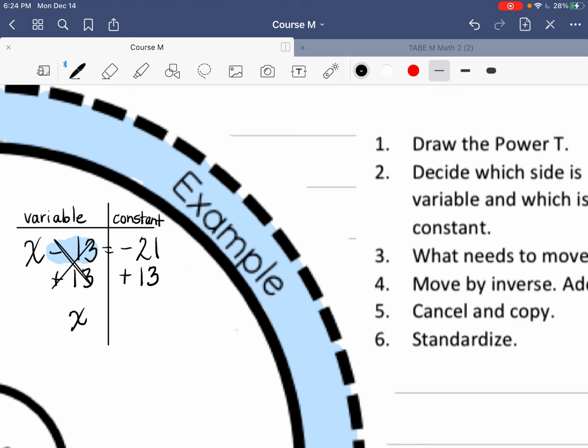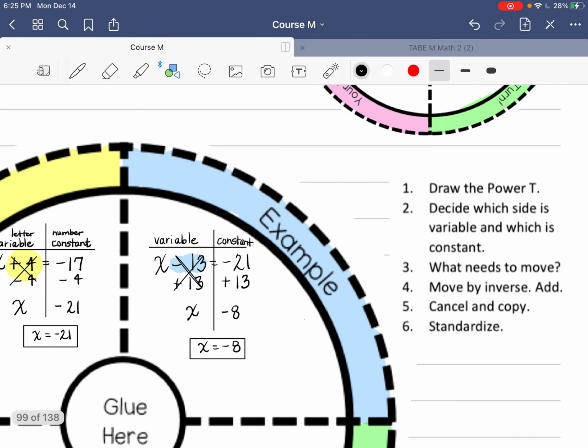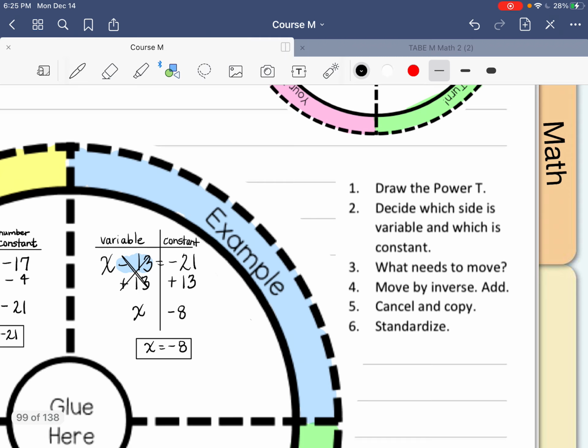I lose $21. I win 13. So that leaves me at 8 in the hole. And always standardize your answer. That's just good procedure, and a lot of college professors will insist on that. So get in the habit now. You'll never have to worry about it. So there is the example. X is negative 8. That's your solution.